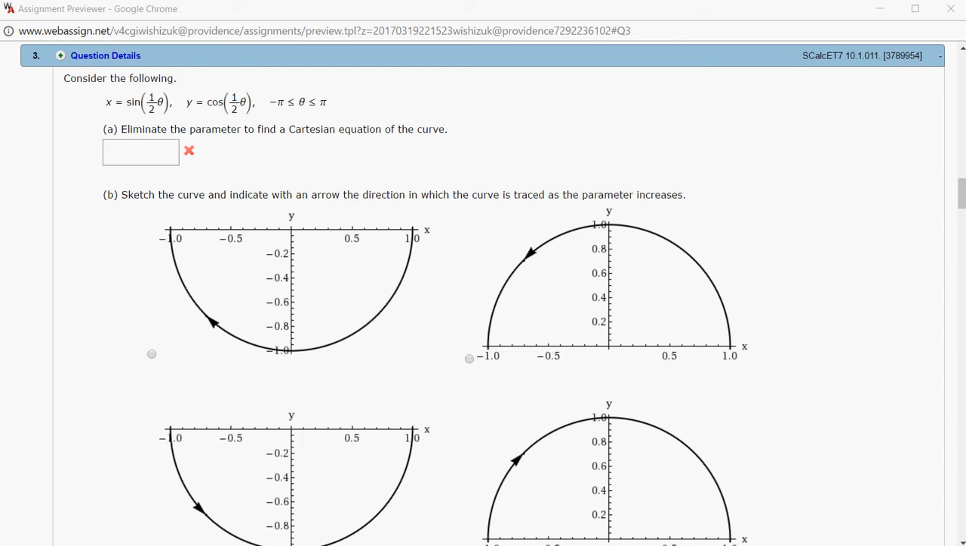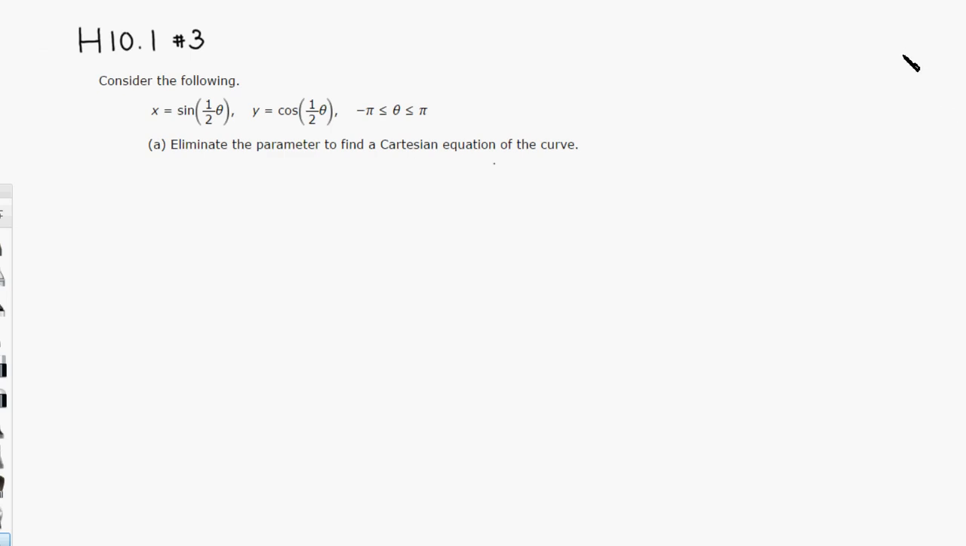All right, let's look at homework 10.1, problem number 3. So you have a parametric equation given here, and we want to find the Cartesian equation of the same curve. So let's do that.